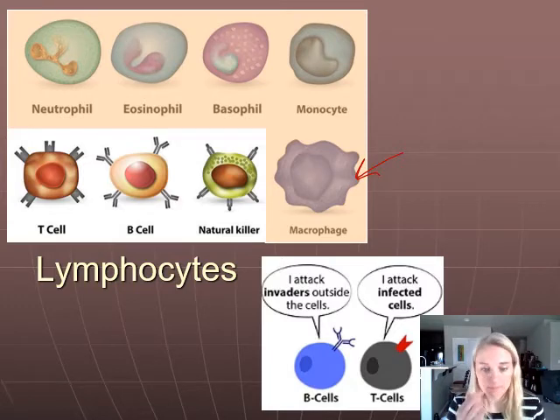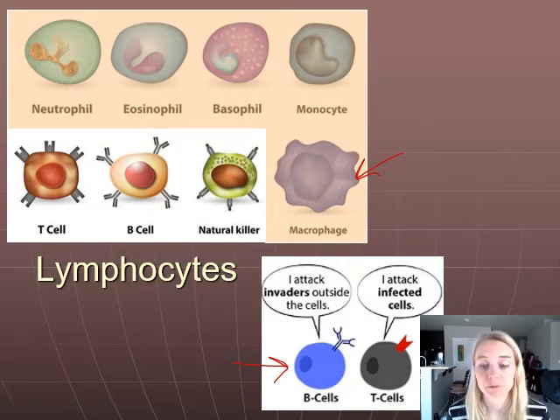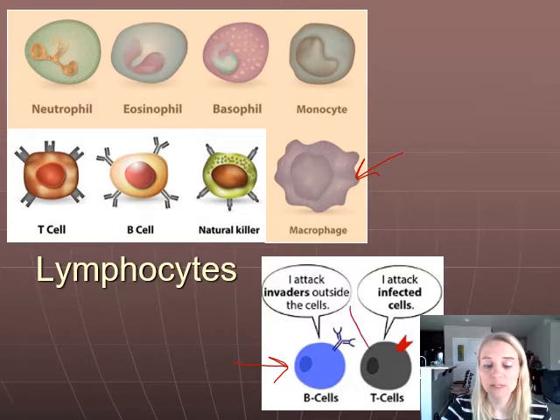I have a little comic here to show you a way to compartmentalize these two. B cells attack invaders outside of cells, because they produce antibodies, and antibodies are flowing around in your fluids. T cells are going to be attacking infected cells. They do a direct cell attack on those infected cells.